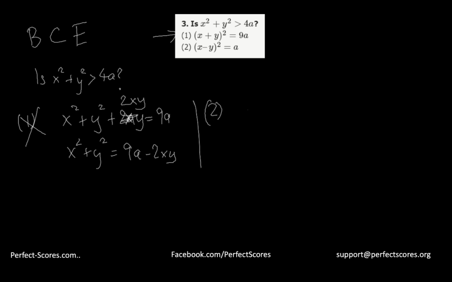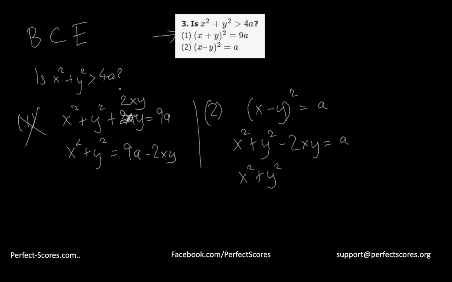It says x minus y whole square is equal to a. So how do you open it? It says x square plus y square minus 2xy is equal to a. That means x square plus y square is actually equal to a plus 2xy. Again, this is the variable here. It can make this number greater than 4a, or less than 4a. Again, it depends on the value of x, y, and a, which means this is also insufficient. Hence B is gone.